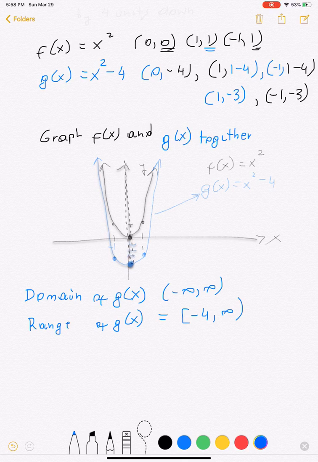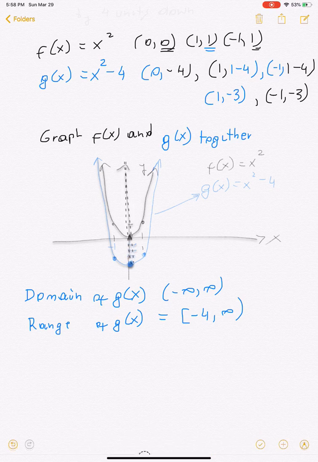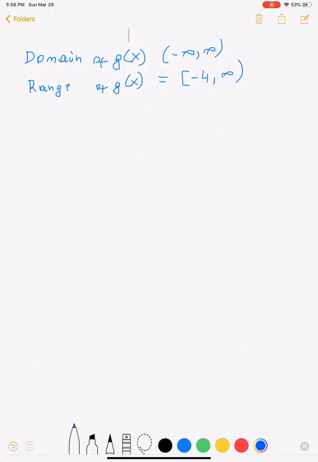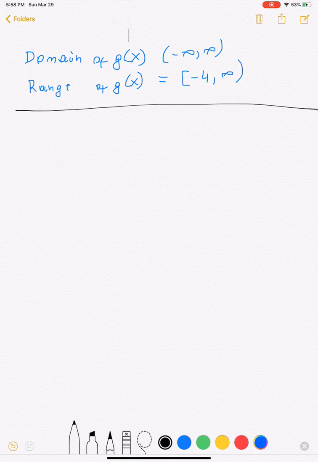Okay, next we're going to talk about the next transformation, horizontal shift.